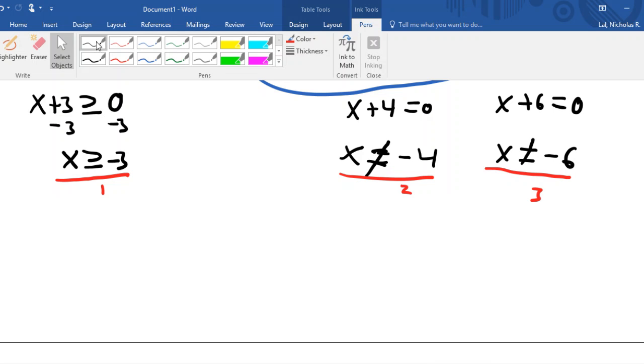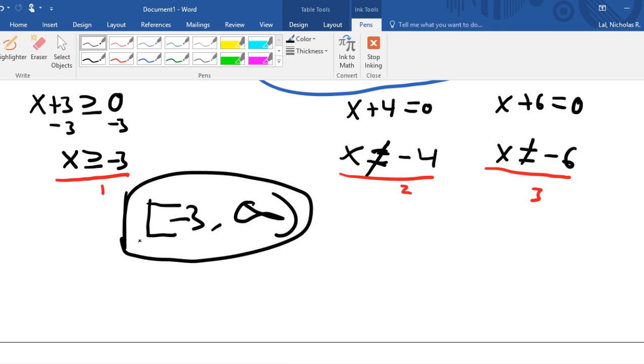Here, x is greater than or equal to -3. Completely, x cannot equal -4 and x cannot equal -6 are irrelevant, because if x has to be greater than or equal to -3, that already eliminated any values around -4 or -6. So our domain in interval notation is just -3 inclusive to infinity. That's our domain. Now let's look at this very quickly graphically.